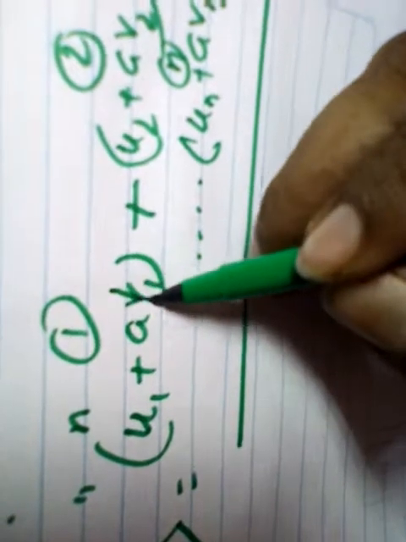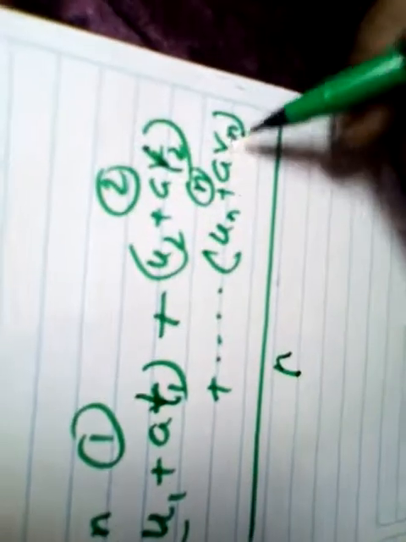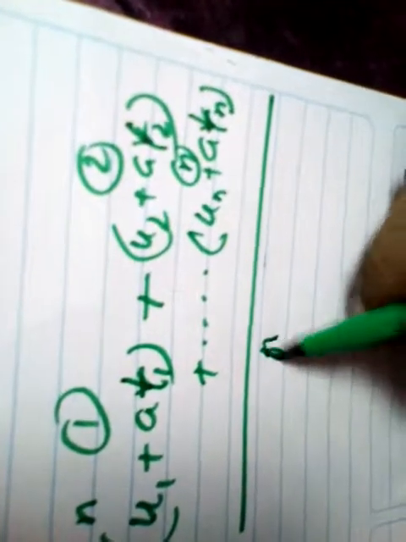Here, this is not V1. This is T1, T2, etc., Tn divided by total time.